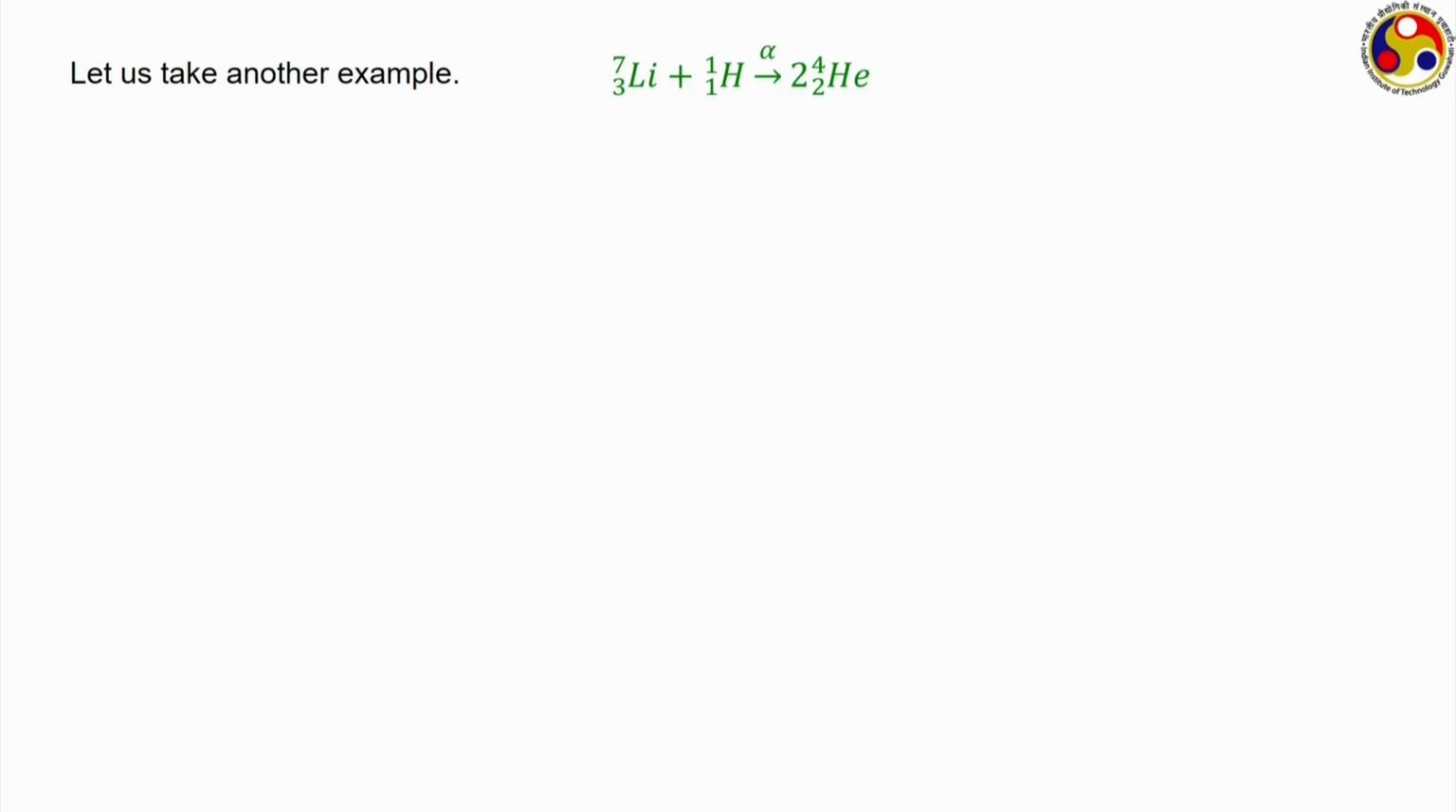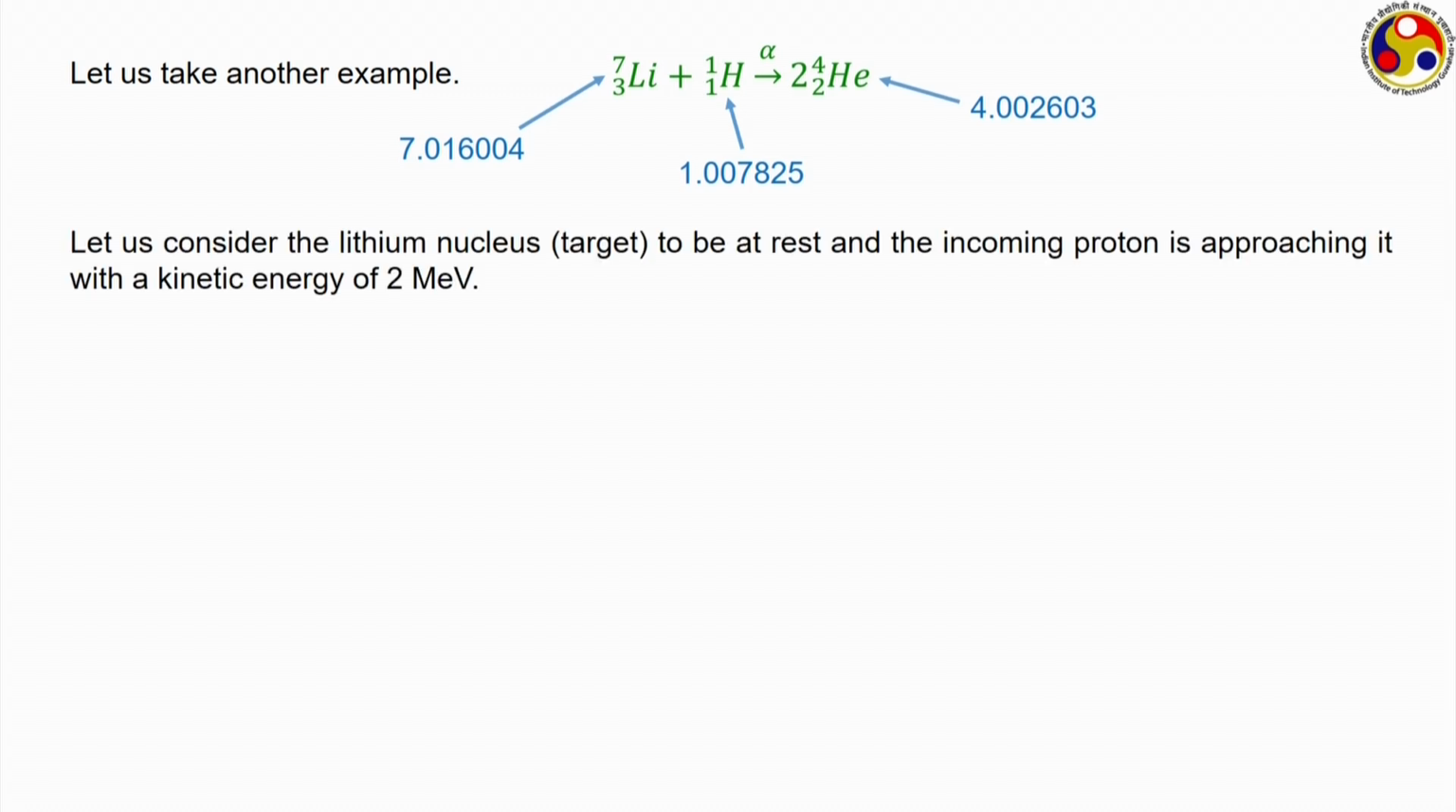Let us take another example. Here we have lithium 7 isotope being struck by a proton. So, that undergoes alpha decay to produce 2 helium isotopes. Mass for all of them is given, here no gamma photon is involved. So, we have only 3 isotopes or 4 isotopes rather, all having certain amount of rest mass. And another consideration here, we are considering the problem as lithium isotope to be stationary, the target, and the proton is approaching this lithium isotope with a kinetic energy of 2 MeV.